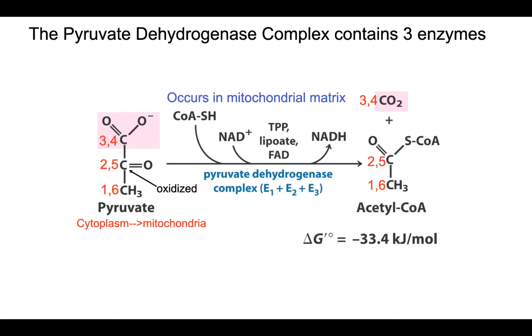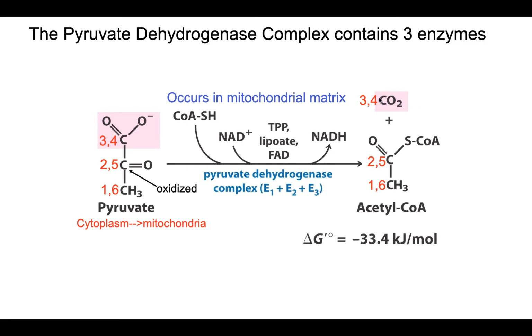All right, so the PDH complex, the pyruvate dehydrogenase complex, contains 3 enzymes, and they have fancy names, but you only need to know the easy names: E1, E2, and E3. Multiple copies of each of these enzymes exist in a large complex called the PDH complex. And the ultimate reaction catalyzed by these 3 enzymes is to oxidize pyruvate into acetyl-CoA and CO2.